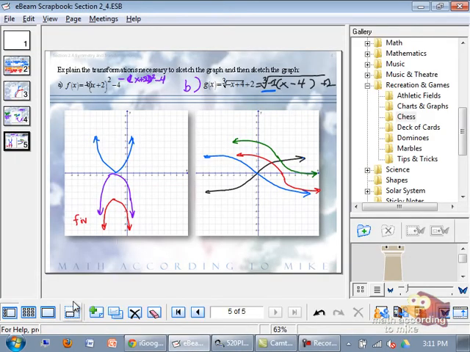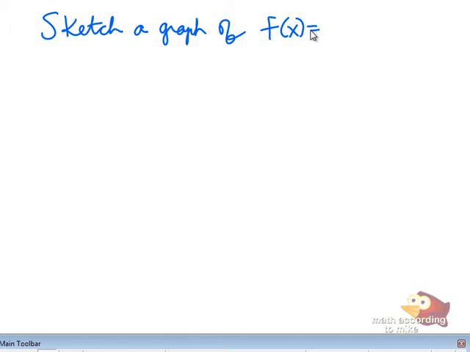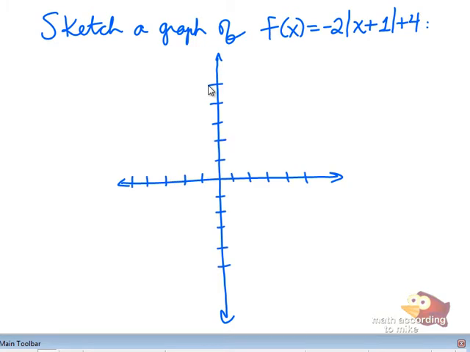Let me make up an example real quick. Sketch a graph of, let's say, f of x equals negative 2 absolute value of x plus 1, plus 4. There are 4 steps that need to be done in a certain order to sketch this graph. Let's work inside out. We can go back to our inside out because notice the coefficient of x is 1. We don't have to worry about that.